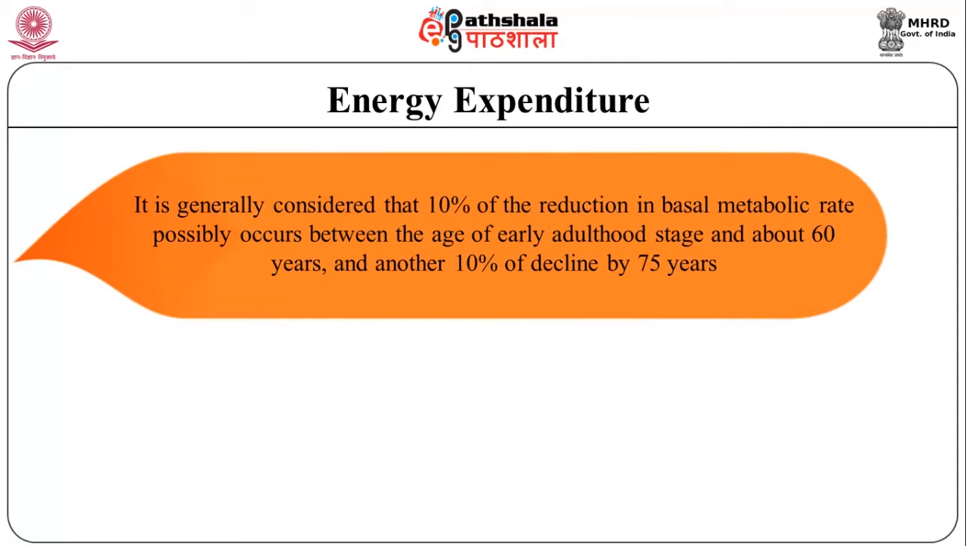It is generally considered that 10% of the reduction in the basal metabolic rate possibly occurs between early adulthood and about 60 years of age, and another 10% of the decline by 75 years of age. Variation in physical activity in the elderly and in the younger group of moderately active people is found, but this variation may be skewed to the lower end of the range because of those elderly who suffer from increasing fatness, disability and loss of muscle tone.